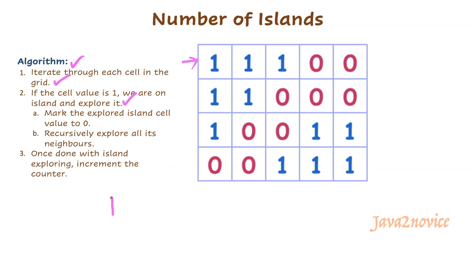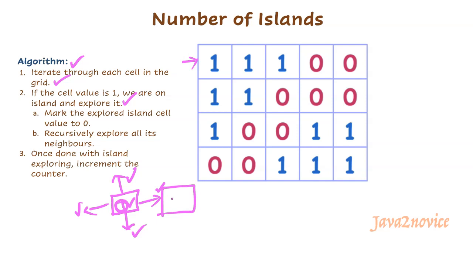Let's say we are on a cell with value 1. It has neighbors in all 4 directions like this. We only consider vertical and horizontal directions, not diagonal. Once we are done visiting this cell, we will visit all its neighbors one by one. Before moving to the next cell, we will mark the current cell value as 0 so that we can avoid reprocessing the cell once again. Now we will process one of its neighbors.